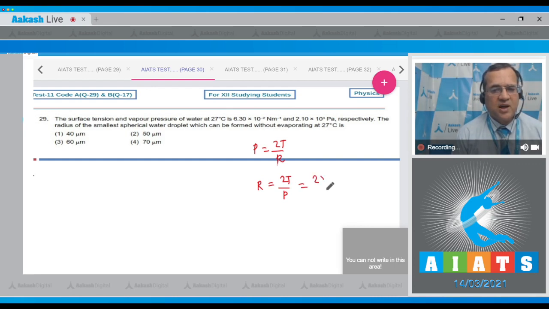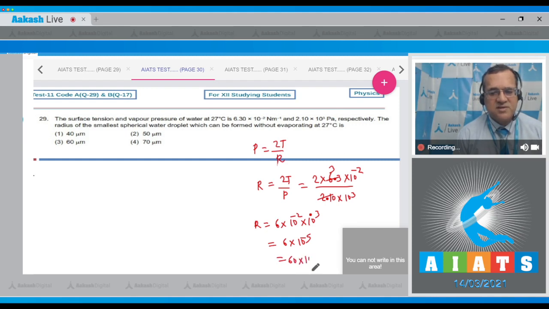Now the value: surface tension is given 6.3 into 10 to the power minus 2, and the excess pressure is given 2.1 into 10 to the power 3. So this cancels 3 times. So R becomes equal to 6 into 10 to the power minus 2 and 10 to the power minus 3, and that is equal to 6 into 10 to the power minus 5, which is equal to 60 into 10 to the power minus 6, and that is equal to 60 micrometer. So the answer to this question is the third one.